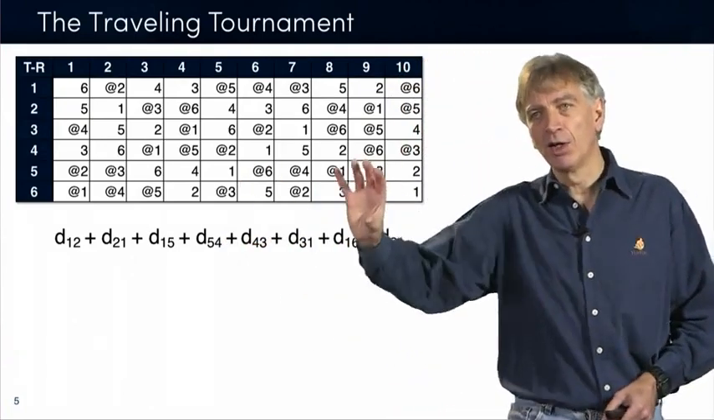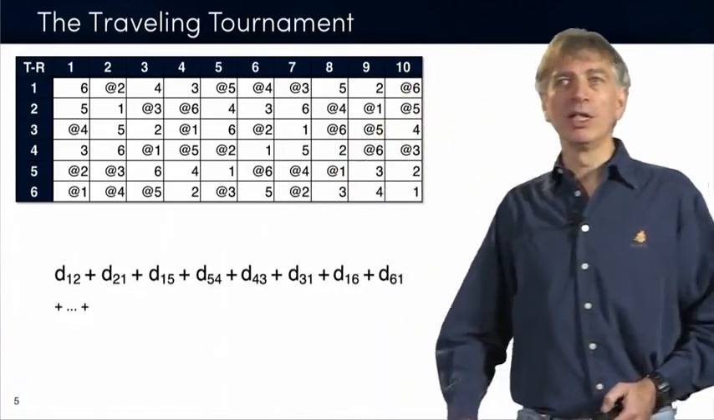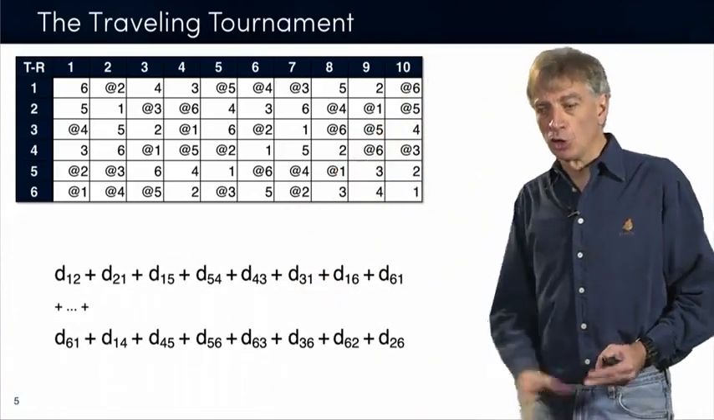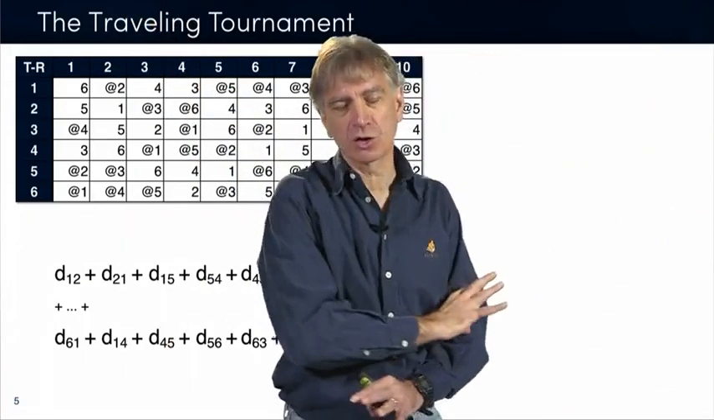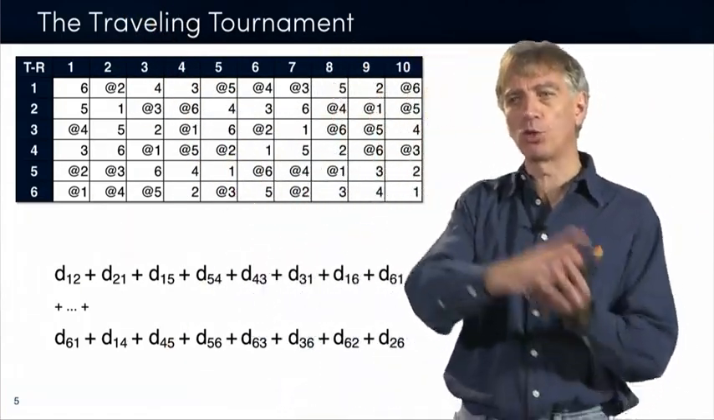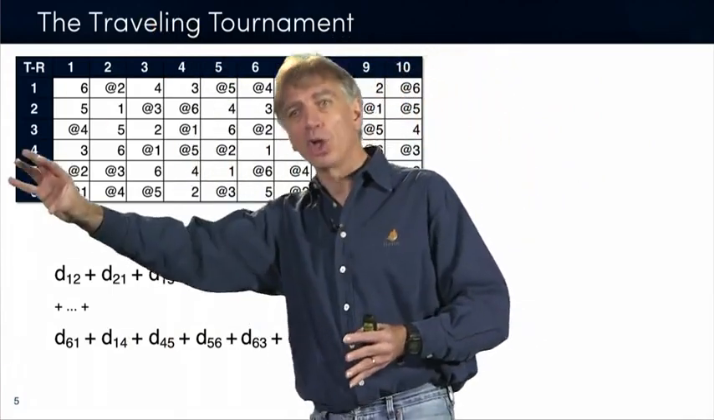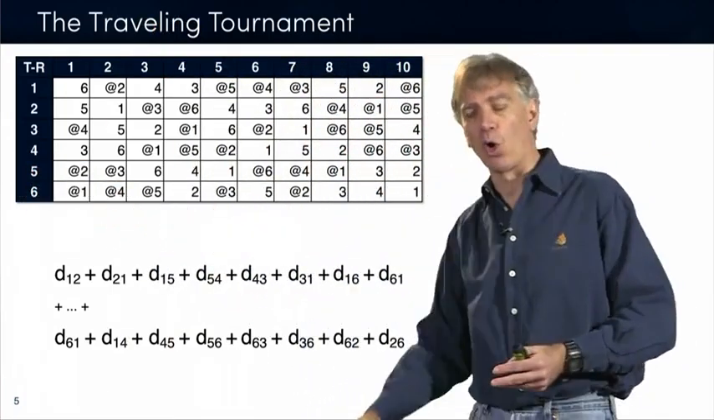And this is only for the first team. But what you have to do is essentially compute that for every team. So you get this gigantic objective function, summing all this travel distance for all the teams every time they move from home to away, or from an away stadium to another away stadium, or away to home.